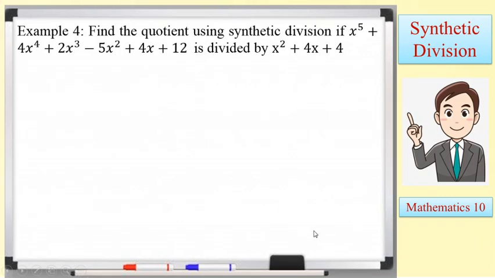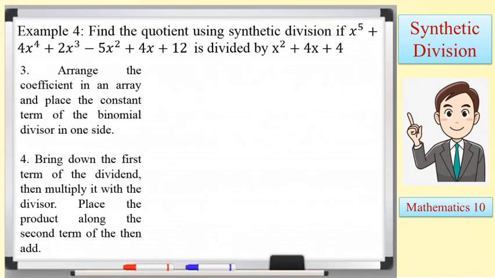Okay? Next, for step number 3, arrange the coefficient in an array and place the constant term of the divisor in one side. Okay, so kagaya nito. We have -4 and -4 for the divisor, and we have the dividend or the coefficients. Okay?